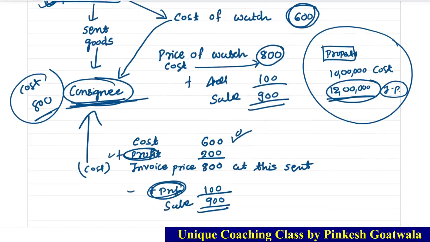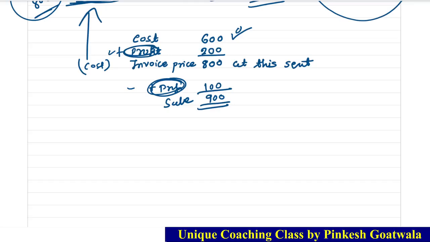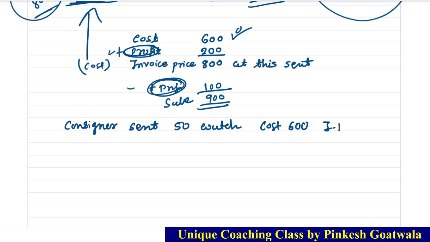Are these points clear? So now what's the effect in our calculation? અપના accounts માં કેવી રીતે effect આવશે? I will just explain to you. Suppose he sends 50 watches. The cost is 600 and the invoice price is 800. So when he sends the goods, we know that we give effect in the consignment account. આપણે effect consignment account માં આપીશું.